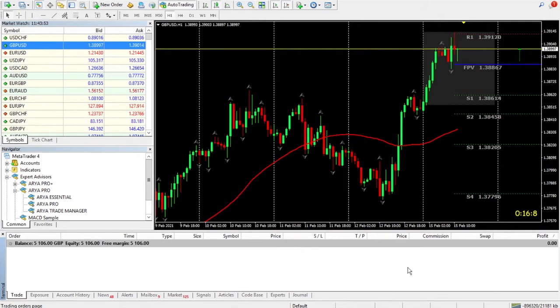Let's go over ARYA Pro. Here we have your MT4 platform. I've decided to look at GBP USD and I'm looking in the unit of time H1. To launch ARYA Pro, click down here and drag it onto the chart.